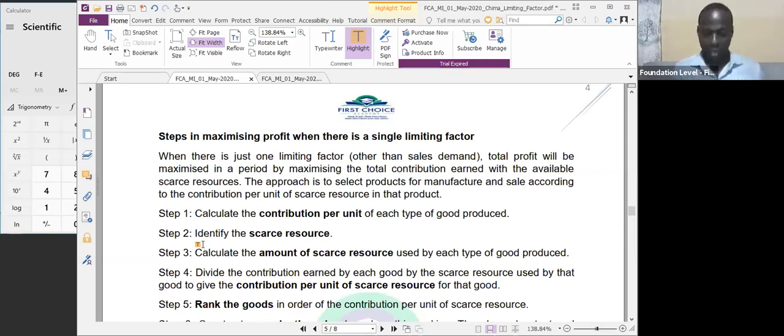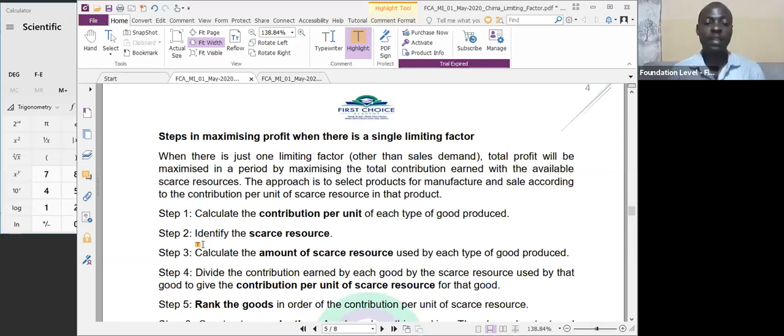Now we go to step 5. Step 5 is we now rank our goods in order of contribution per unit of the scarce resource. So the result we get in step 4, we will now rank them up.